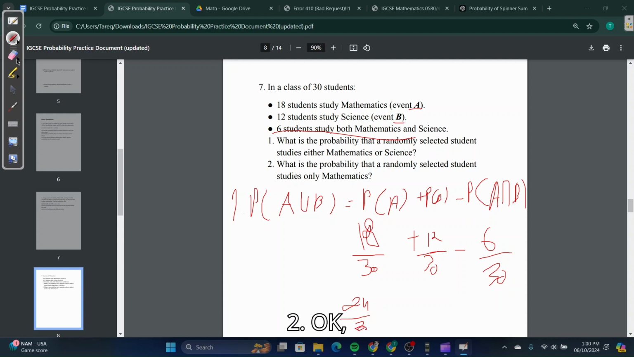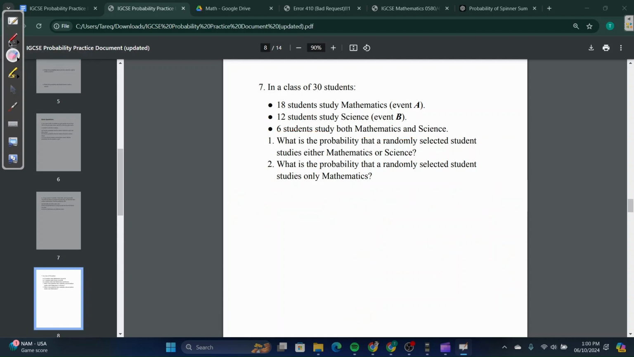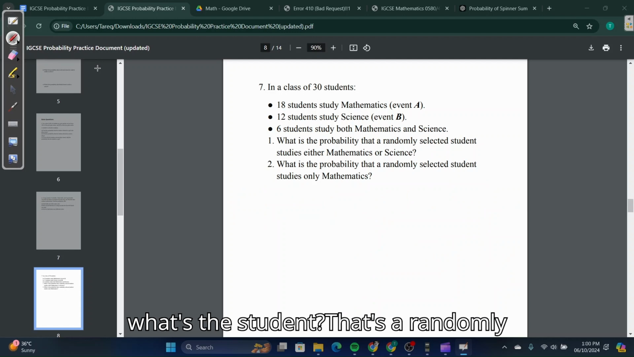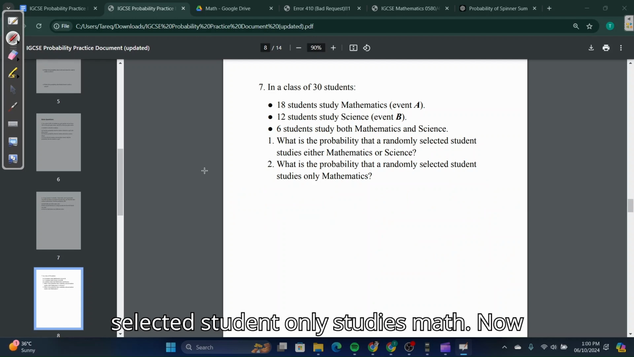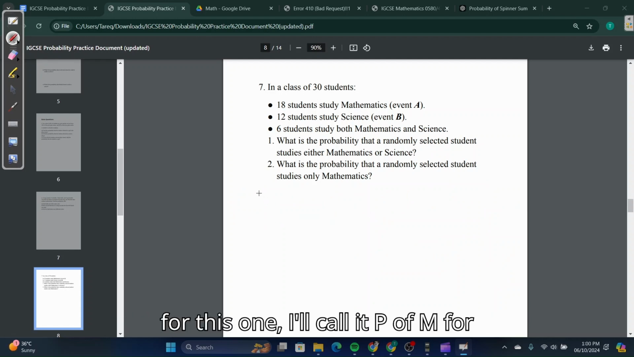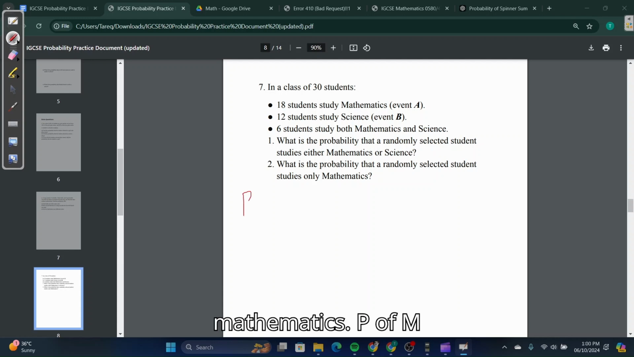Now on to part 2. What's the probability that a randomly selected student only studies math? For this one, I'll call it P of M for mathematics. P of M is equal to P of A minus P of A intersection B.